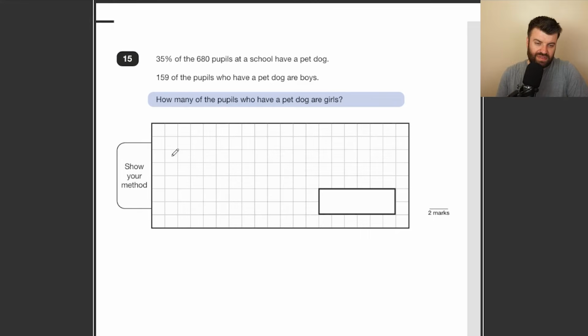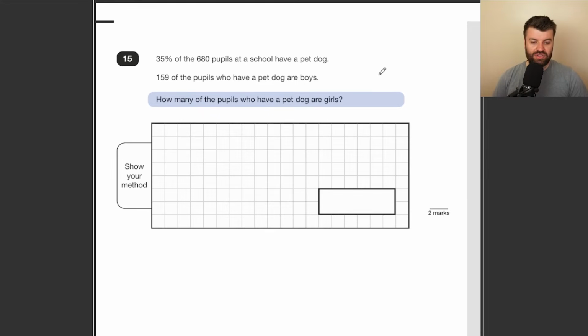Beautiful. Question 15. 35% of 680 pupils at school have a pet dog. Do you have a pet dog? Write dog in the comments, or cat, or whatever pet you have. Let me know. We can really confuse Hayden because we can make the comments just full of names of pets.